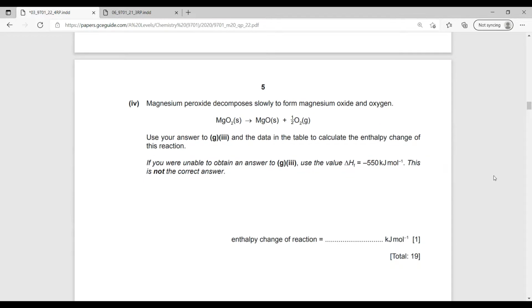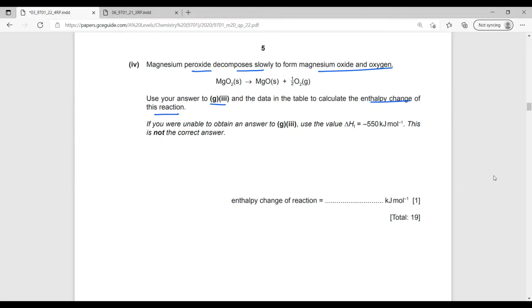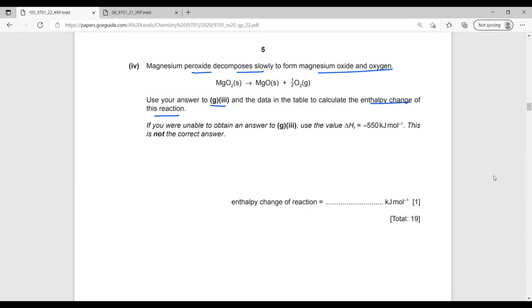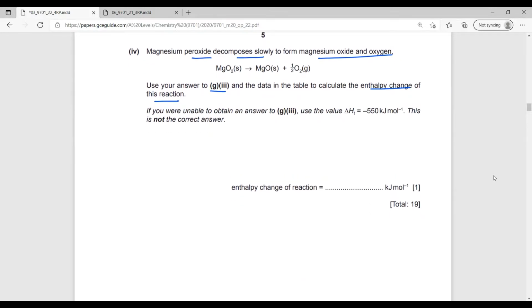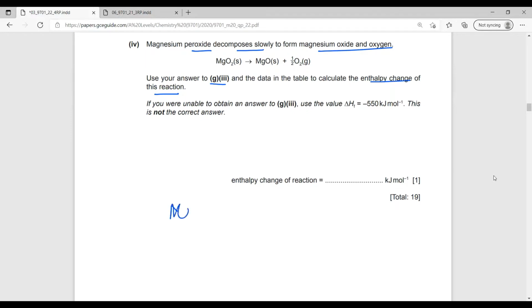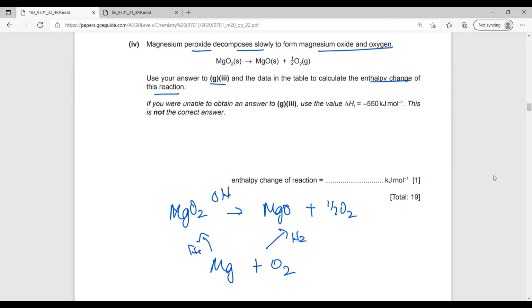In the next part, magnesium peroxide decomposes slowly to form magnesium oxide and oxygen. Use your answer in part G1 and the data in the table to calculate the enthalpy change of this reaction. So we've calculated mainly with formation values, so we'll also use a formation cycle here. So MgO2 gives MgO plus half O2, right? And the elemental forms Mg plus O2. No marks given for cycles, so I'll just leave it unbalanced: H2, H1, delta HR, right?